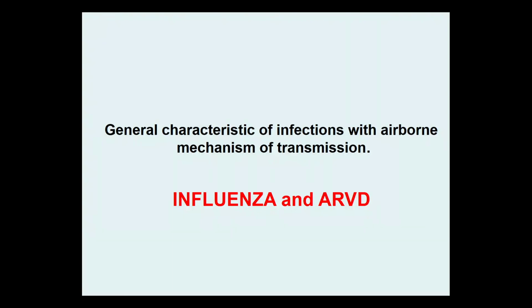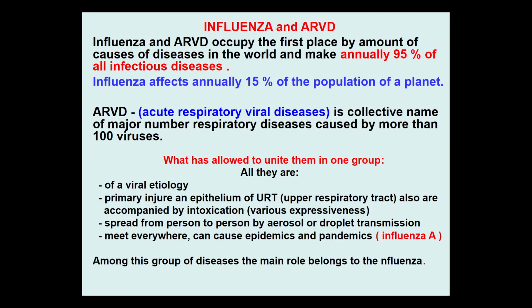General characteristic of infectious diseases with airborne mechanism of transmission. So today is a lecture about influenza and acute respiratory virus diseases. Influenza and acute respiratory virus diseases occupy the first place by number of causes of disease in the world and make up annually 95% of all infectious disease. Influenza affects annually 50% of the population of the planet.